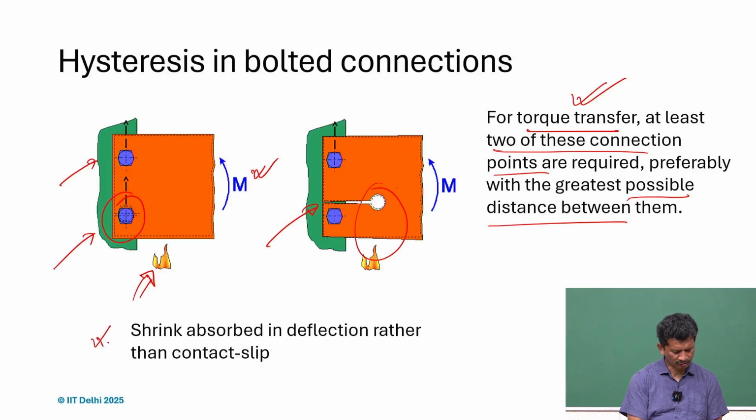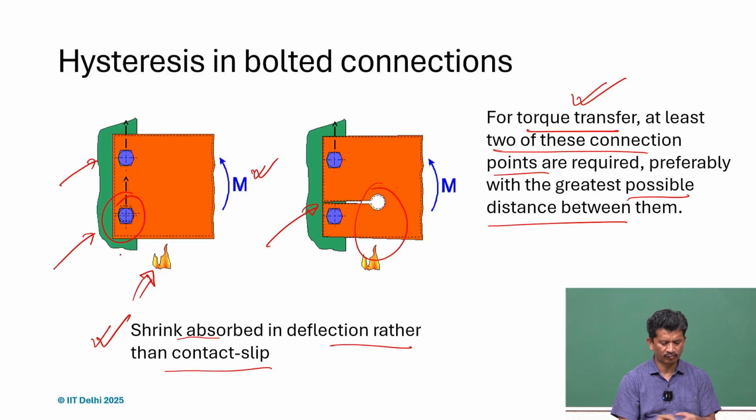So here, as we are saying, the shrink is absorbed in deflection rather than contact slip. So here there is a slipping, but in the other case, it's just getting absorbed by the elastic member, and that way it will also not affect the accuracy of the system.